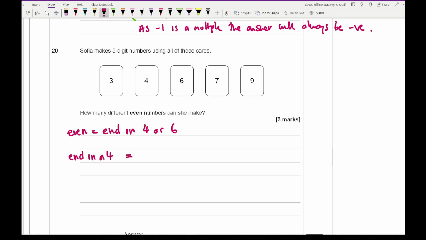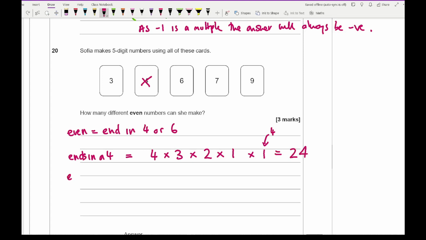what we need to do is, if I take the 4 out, then for the first number there are 4 numbers to pick from. Then there are 3 numbers to pick from, then 2, and then 1. And then I've got another 1, which represents the 4. So if I multiply those numbers up, I get 24 combinations.